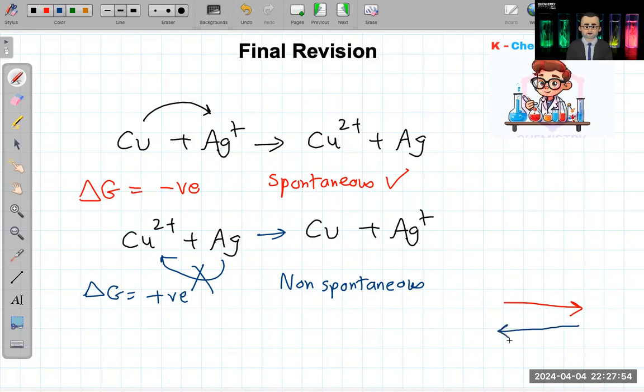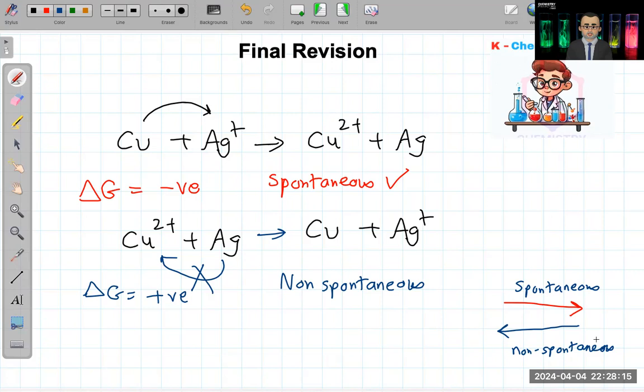It's non-spontaneous. What if I told you the forward is non-spontaneous? So what is the backward? Spontaneous. So it's the opposite of it. If this is going to happen, then the backward is not going to happen. Why is it happening or not happening? For different reasons. It depends on this reaction.